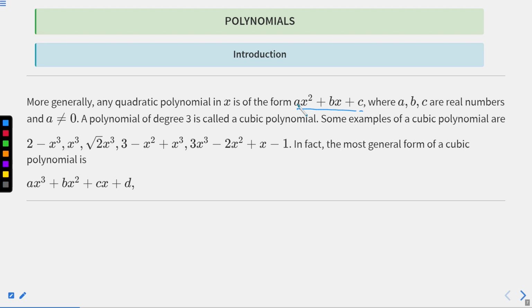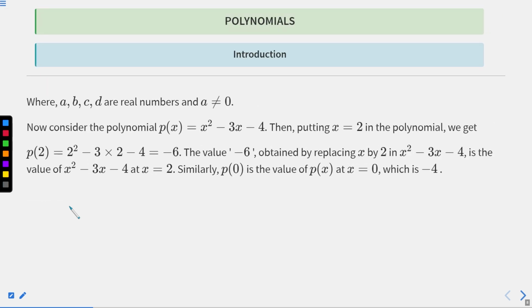If we have a polynomial with degree 3, then that polynomial is called a cubic polynomial. Some examples of cubic polynomials are 2 minus x cube, root 2 times x cube, 3 minus x cube, 3 minus x square plus x cube, and 3x cube minus 2x square plus x minus 1. These are some examples of a cubic polynomial. In fact, the most general form of a cubic polynomial is ax cube plus bx square plus cx plus d, where a, b, c, d are real numbers and a is not equal to 0.